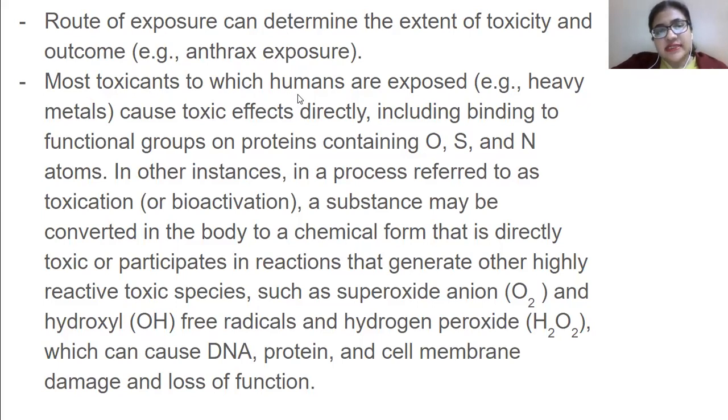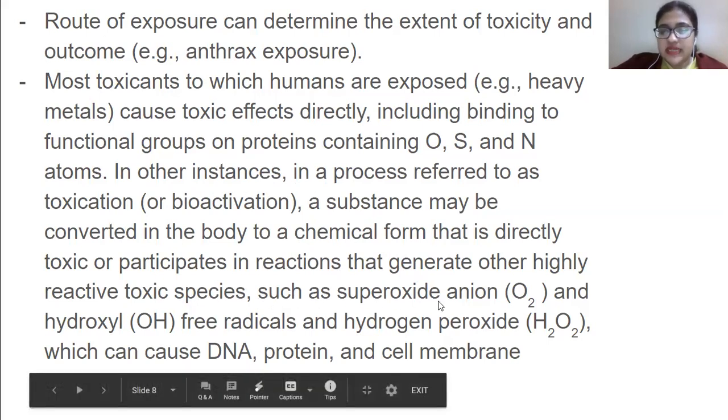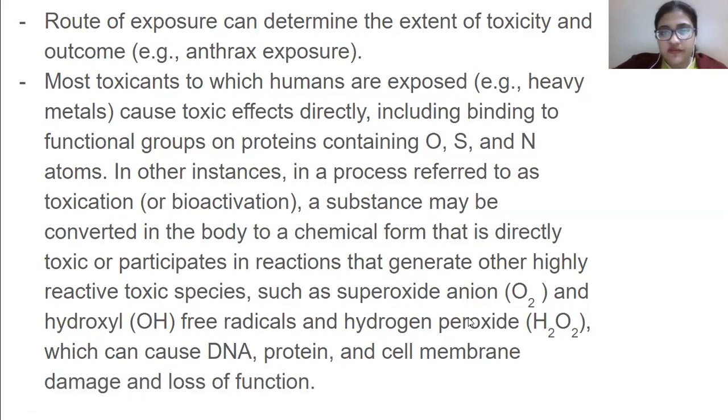Then we have most toxicants to which humans are exposed, for example, heavy metals. They cause toxic effects directly, including binding to functional groups on proteins containing oxygen, sulfur, and nitrogen atoms. In other instances, in a process referred to as toxication or bioactivation, a substance may be converted in the body to a chemical form that is directly toxic or participates in reactions that generate other highly reactive toxic species such as superoxide ion, hydroxyl free radicals and hydrogen peroxide, which cause DNA, protein, and cell membrane damage and loss of function.